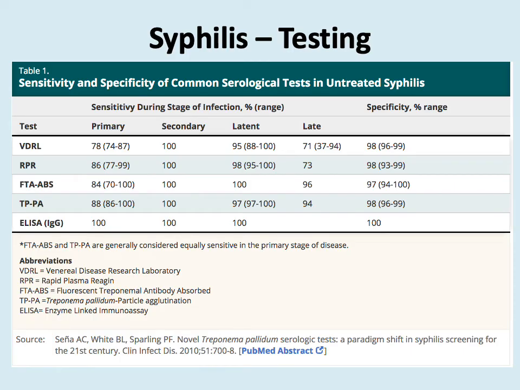The table on this slide compares the sensitivity and specificity of the most common tests for syphilis. Note that ELISA has the best sensitivity for all stages, but especially for the primary stage when it might be most difficult to detect.